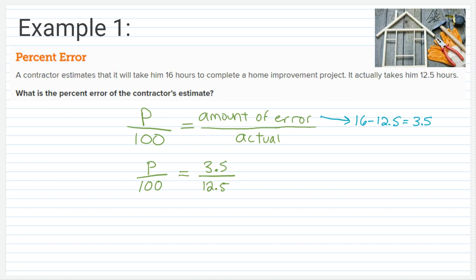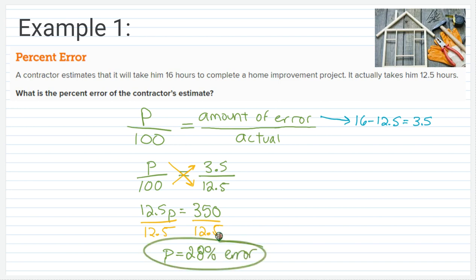And now we just do our cross products. So we're going to do 12 and a half times P. We'll do 3 and a half times 100. We'll have 12 and a half P is equal to 350. And then we just have one more step. To solve this equation that we have left here, we're going to divide both sides by that 12 and a half. And we are going to find that our percent error is 28%. And then that's it for that question.